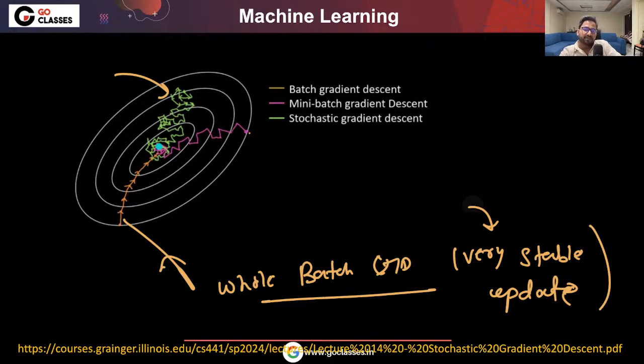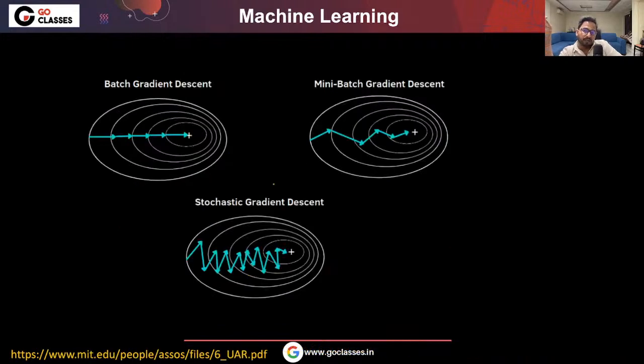Okay, let me know if this diagram is okay. That's what I'm trying to say. If I just tell you again, you can see it is very stable and very nice updates. Here the updates are fluctuating, but not that much. But here it could be too much fluctuation. This I've taken from MIT. Is this fine?